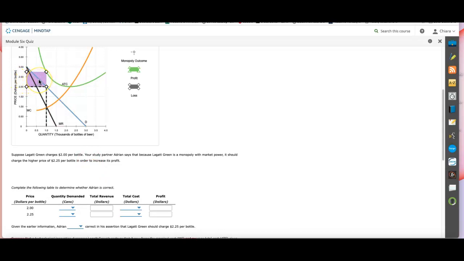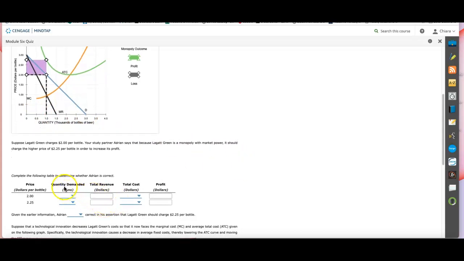Now at the $2.25 mark, the quantity on the demand curve is a little lower, if you notice, because although the monopolist has market power, it doesn't have unlimited market power. It still has the constraint of the demand curve and the willingness of the consumers to buy each quantity that is sold.